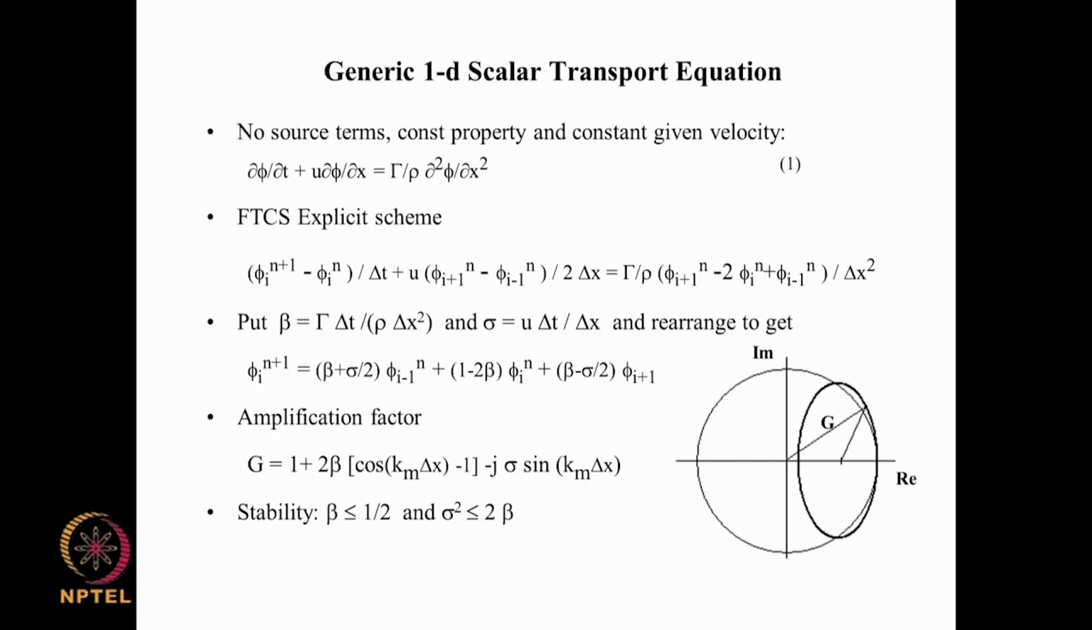And what we can also see from here is that although the FTCS explicit scheme is unconditionally unstable for just the advection term, the presence of the diffusion term has made it conditionally stable. It is now stable conditionally for sigma square less than 2 beta, and in that sense the addition of this term has made the scheme conditionally stable from unconditionally unstable. So, different terms contribute in different ways, and the diffusion term is actually suppressing some of the instability under certain conditions.